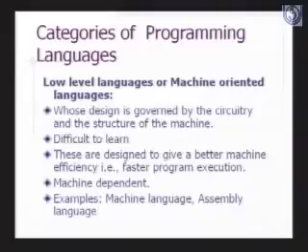There are certain categories, divisions of categories, for these programming languages also. There are mainly two broad categories. One is the low level languages and the other is the high level languages. Low level languages are completely machine oriented programming languages, whose design is governed by the circuitry and the internal structure of the machine, that is the architecture of the machine. So it is very difficult to learn because it has a limited set of instructions.